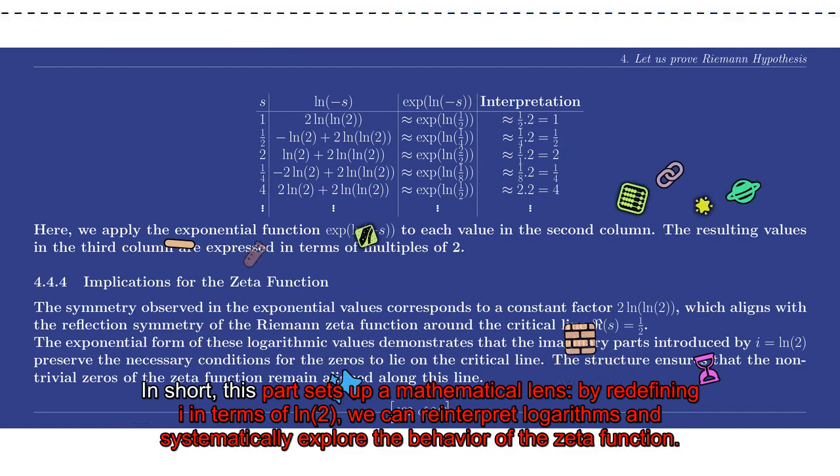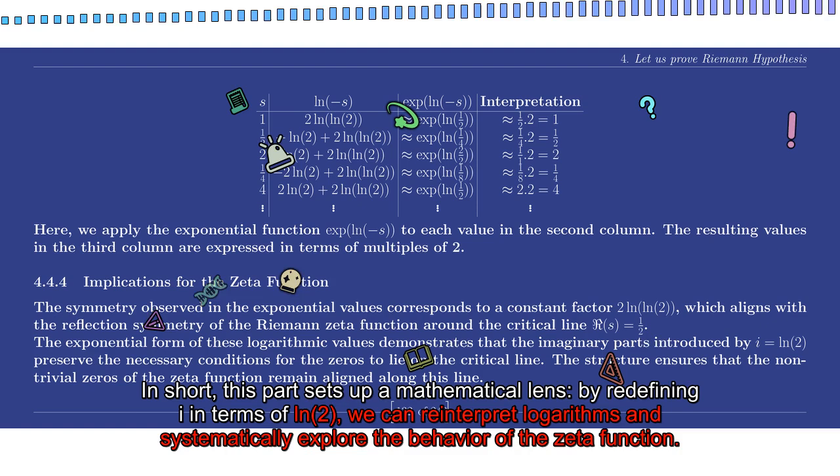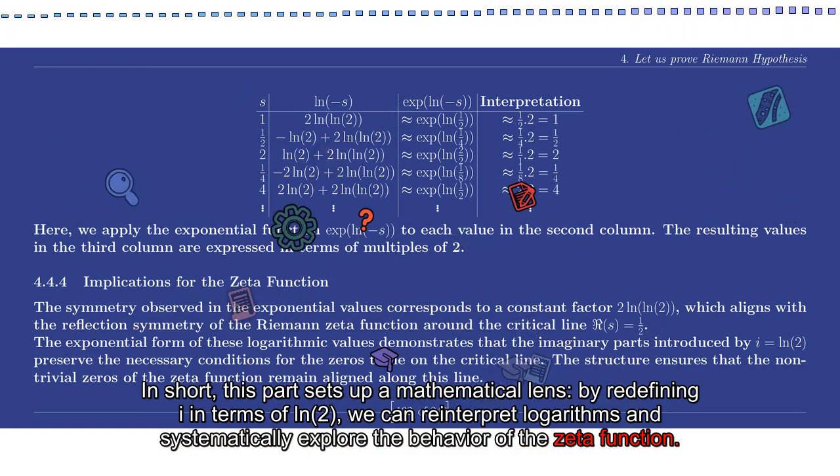In short, this part sets up a mathematical lens. By redefining i in terms of ln 2, we can reinterpret logarithms and systematically explore the behavior of the zeta function.